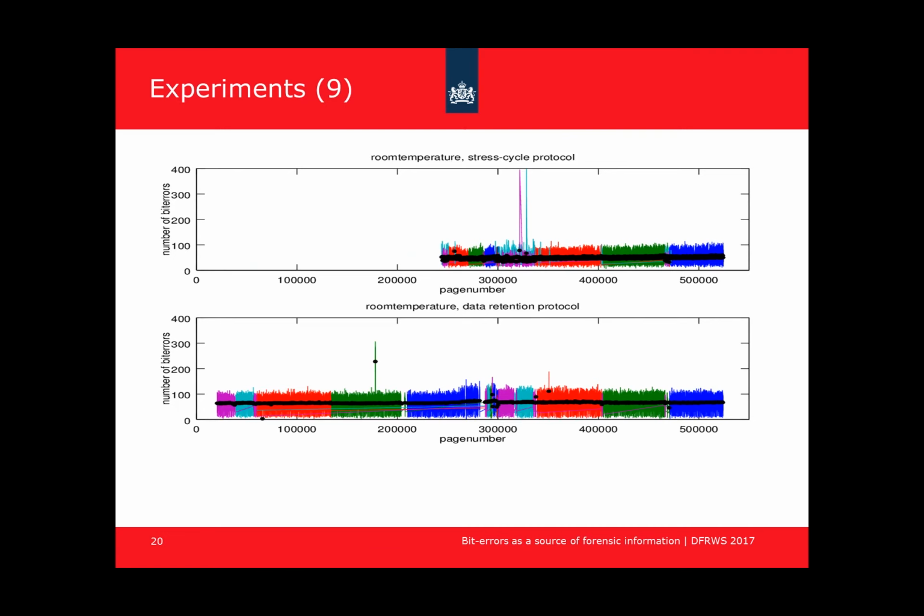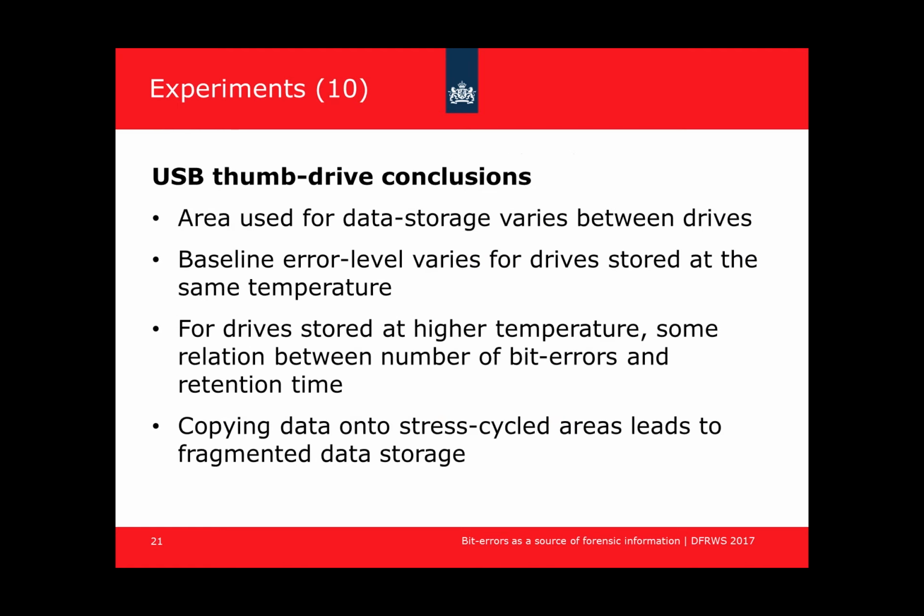Also, if you look at data from room temperature, you can also see, if you go back, that sometimes even the area which was used for data storage can change. So the upper one uses a smaller area than the other one. But in this case, you see more or less the same. So by stress cycling, the files copied after stress cycling are more interlaced, while files copied without stress cycling are stored sequentially.